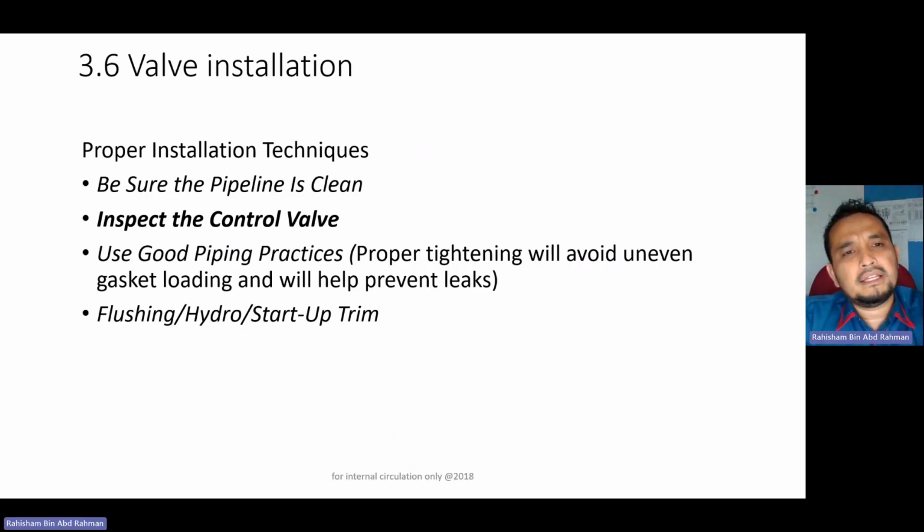All right, and finally the valve installation after we decide everything. This is the last one. We need to follow the proper installation technique. Be sure the pipeline is clean, inspect the control valve, use good pipeline practice, proper tightening, to avoid uneven gasket and all that. This is something you can refer to the manuals. We need to adopt good practice so that our pipeline will last longer.